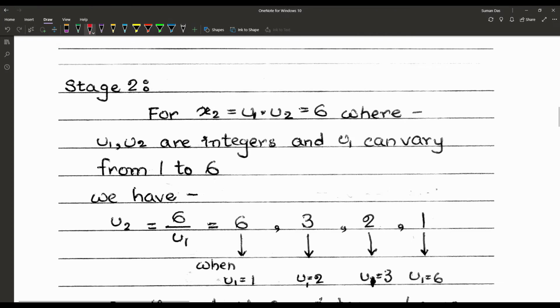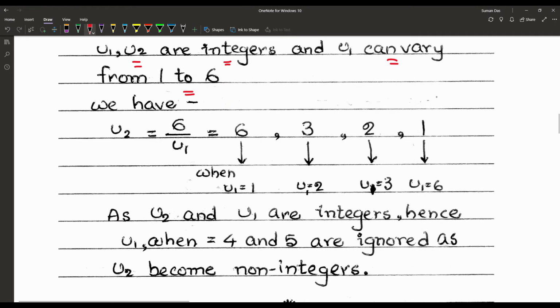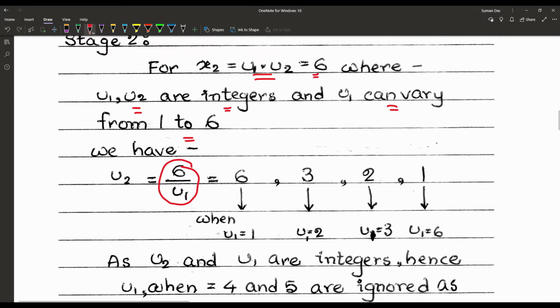Now our stage 2. For x2 equal to u1 into u2, and that is equal to 6, where u1 and u2 are integers and u1 can vary from 1 to 6, as already we know, u2 must also vary from 1 to 6 and those are already integers. So we have the value of u2: the value of u2 is equal to 6 by u1. How to find it? Because already we know x2 is equal to u1 into u2.